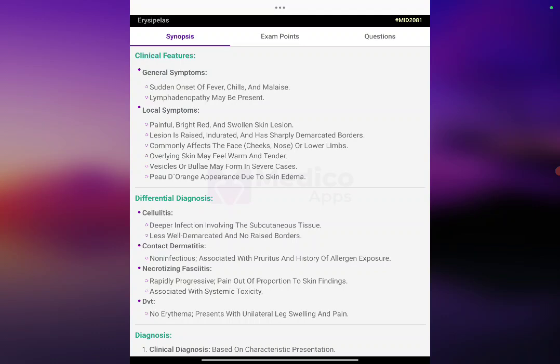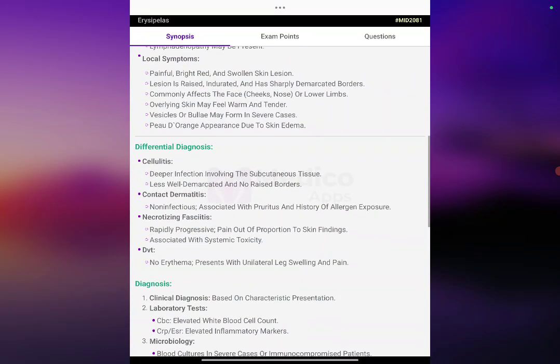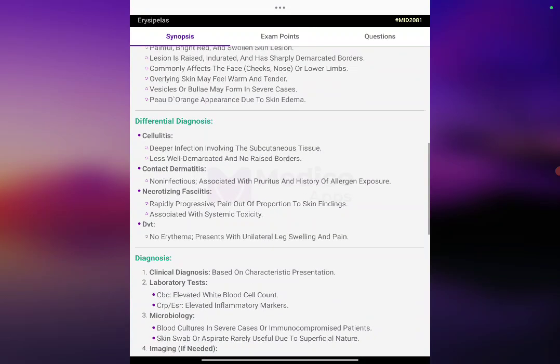The overlying skin may feel warm and tender. Vesicles or blood-filled blisters may form in severe cases. Red or orange appearance is due to skin edema.